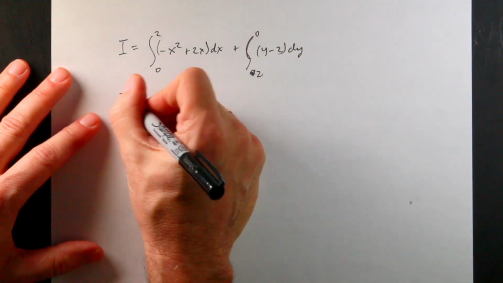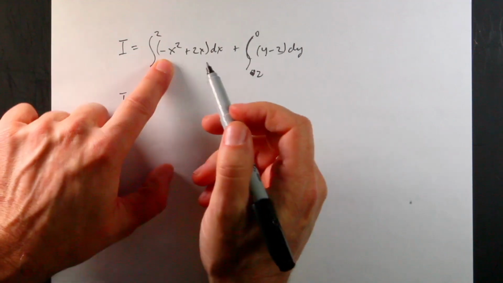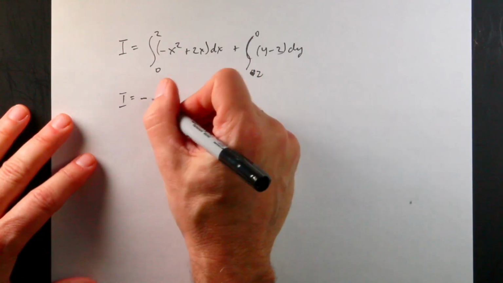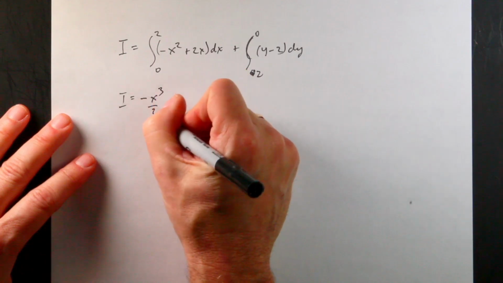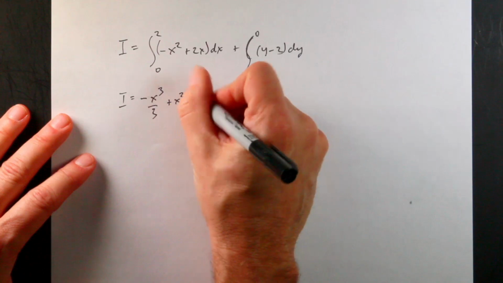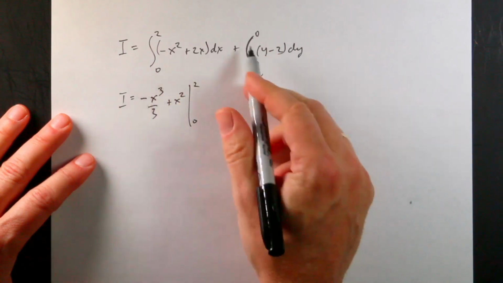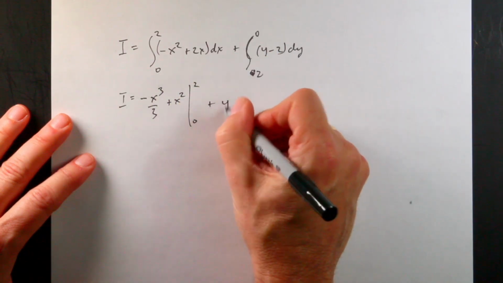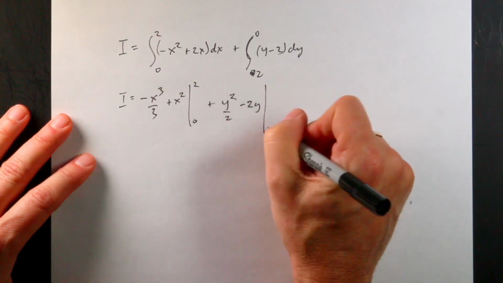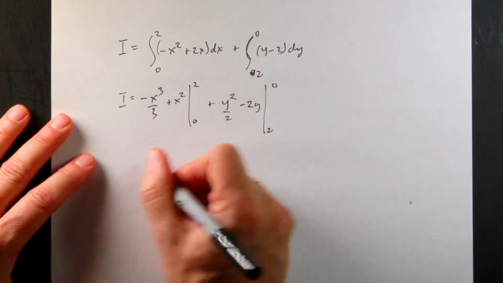Okay, so now I can use my integration here. The integral of negative x squared is going to be equal to negative x cubed over 3. The integral of 2x is going to be x squared, and I evaluate that from 0 to 2. And right here I have plus y squared over 2 minus 2y evaluated from 2 to 0.